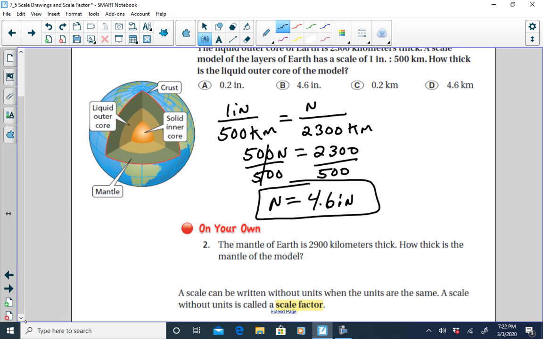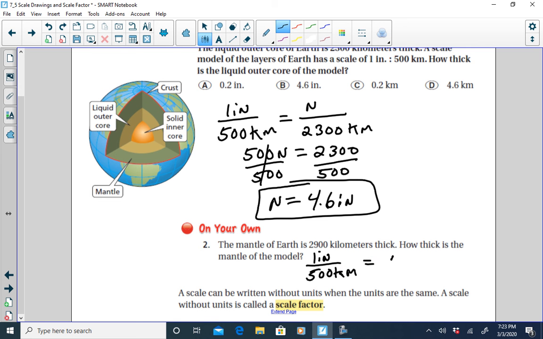Right, we continue down here. The mantle of the Earth is 2,900 kilometers thick. How thick is the mantle of the model? Well, we're using that same scale that we used up here, so that's going to be 1 inch is 500 kilometers.